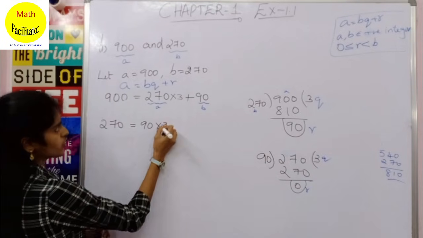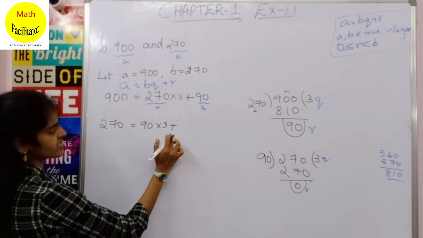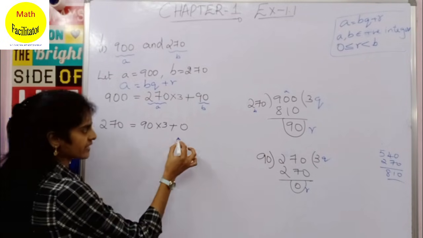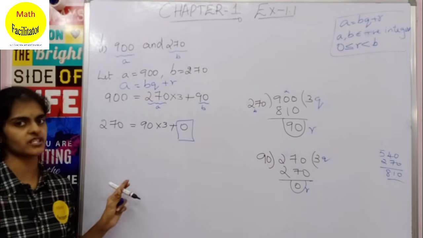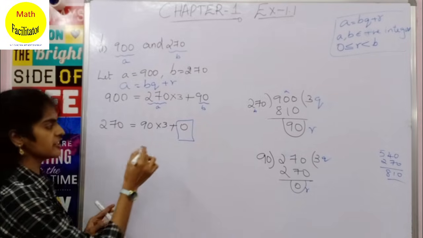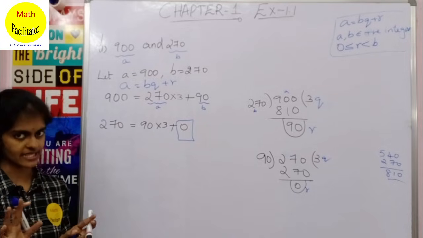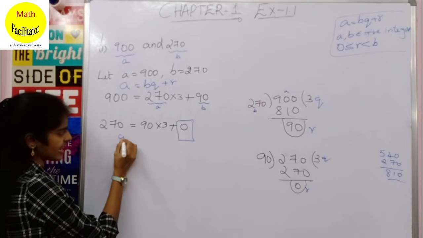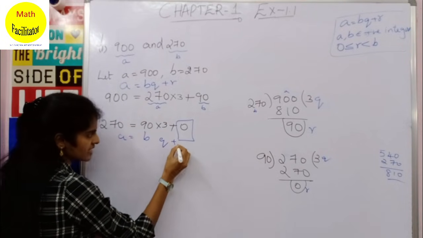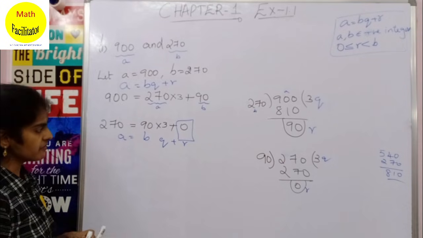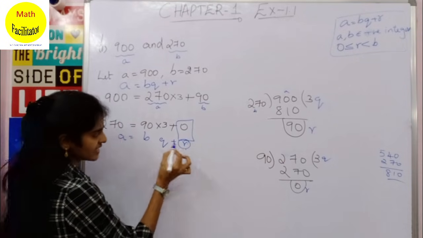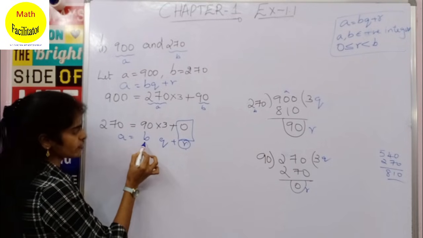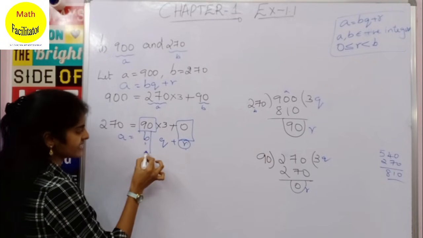So the quotient is 3 plus, the remainder is 0. Whenever you get the remainder as 0, you will stop the process. Clear? Whenever you get the remainder as 0, you will stop the process. Compare this with Euclid's division algorithm, A is equal to BQ plus R. When you get the R value, the remainder, as 0, you will stop the process and whatever you have in the place of B, this will be your HCF.